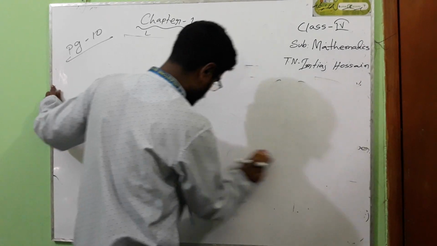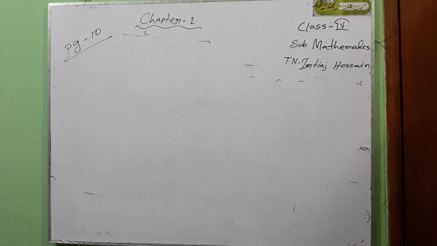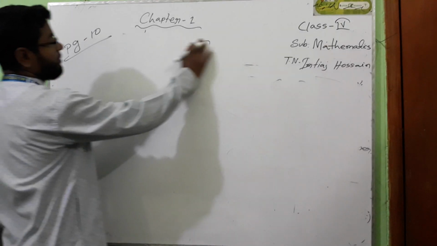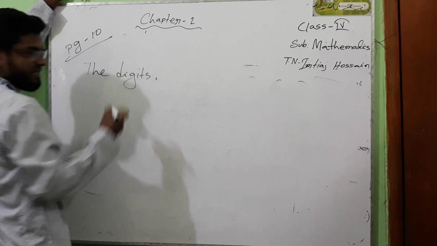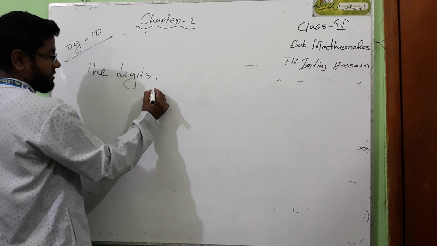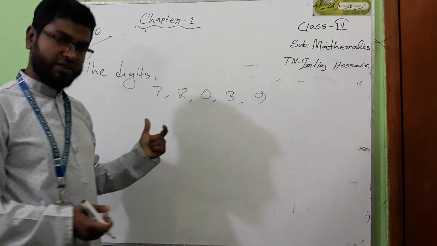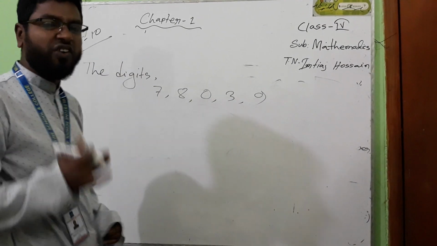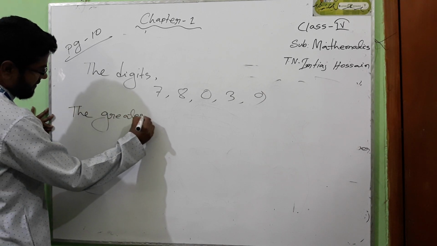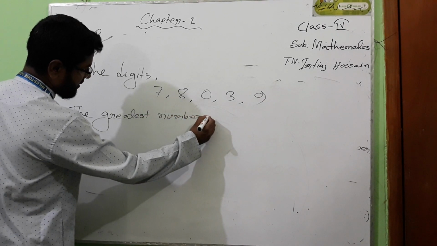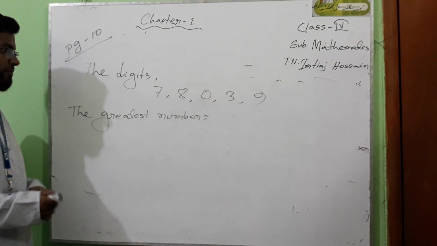Very good, thank you. Now, another thing we will learn. So, look, digits, 7, 8, 0, 3, 9. How many digits here? 5 digits. We will use all 5 digits to make the greatest number. Look, we will use all 5 digits to make it the greatest number. How?